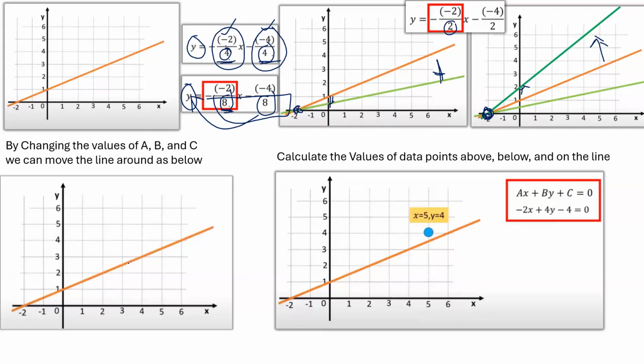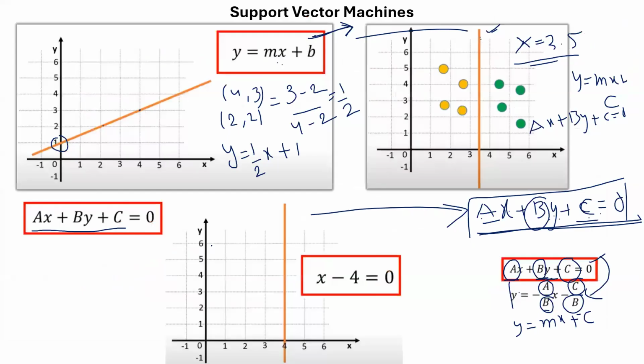We are moving this particular line, right? By changing the values of a, b, and c, we are moving this line around. So in support vector machines, the main agenda is to find a line which separates the points effectively. We are trying to find a line that separates these points effectively.